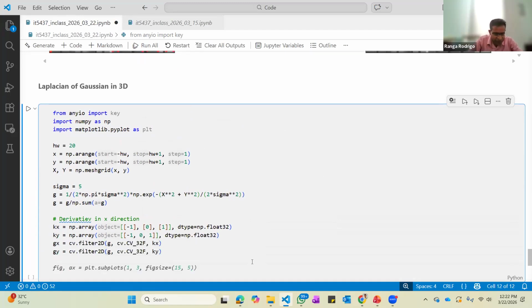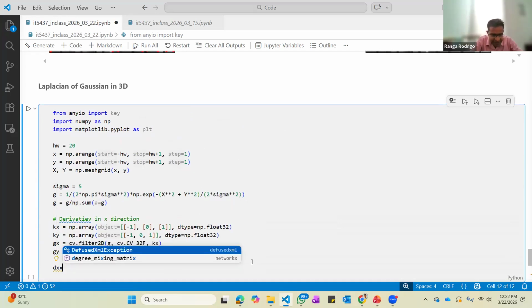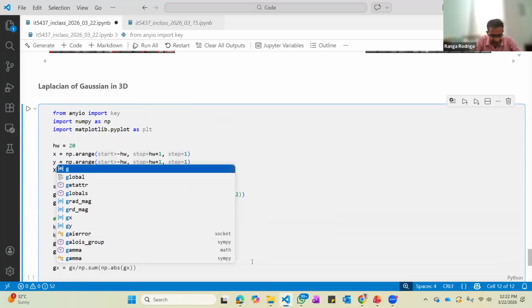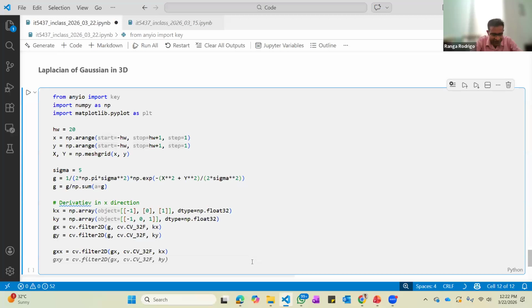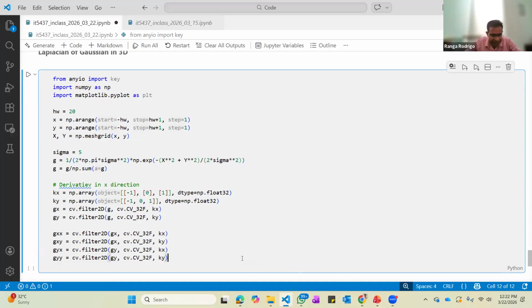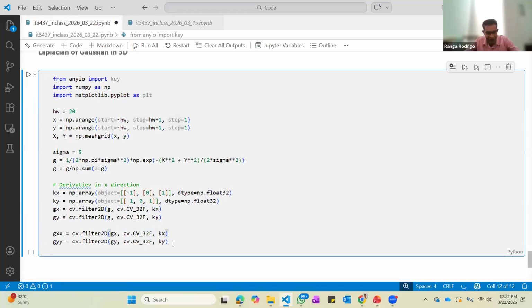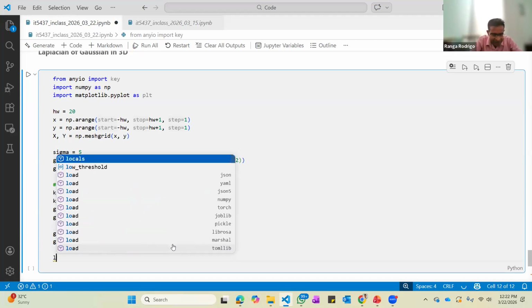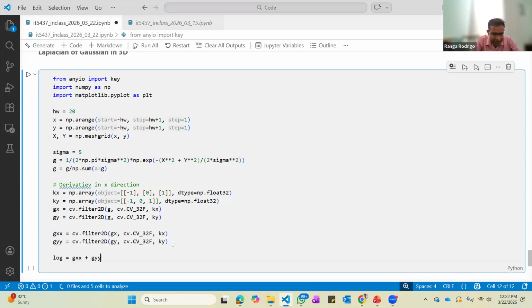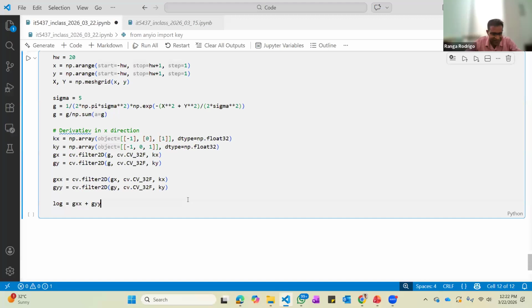So then we do not want that. No, we want gxx. Again filter. Then gyy. I don't want gyx. I don't want these two. I don't want these mixed derivatives. I want only these. So LoG, Laplacian of Gaussian. This is Laplacian of Gaussian.